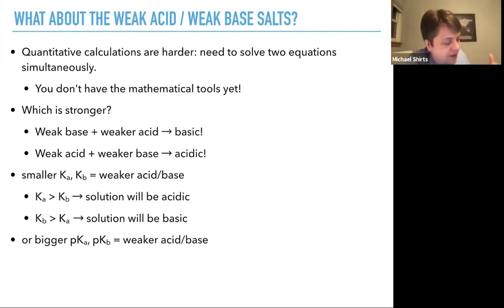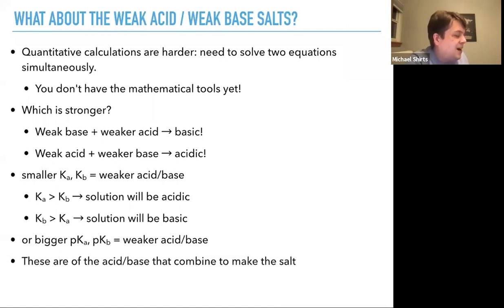Another way to think about it is bigger pKa, bigger pKb, weaker acid or base. And those, again, are the acid and base that combine to make the salt, not the conjugate acid-base pairs that are in the salt.